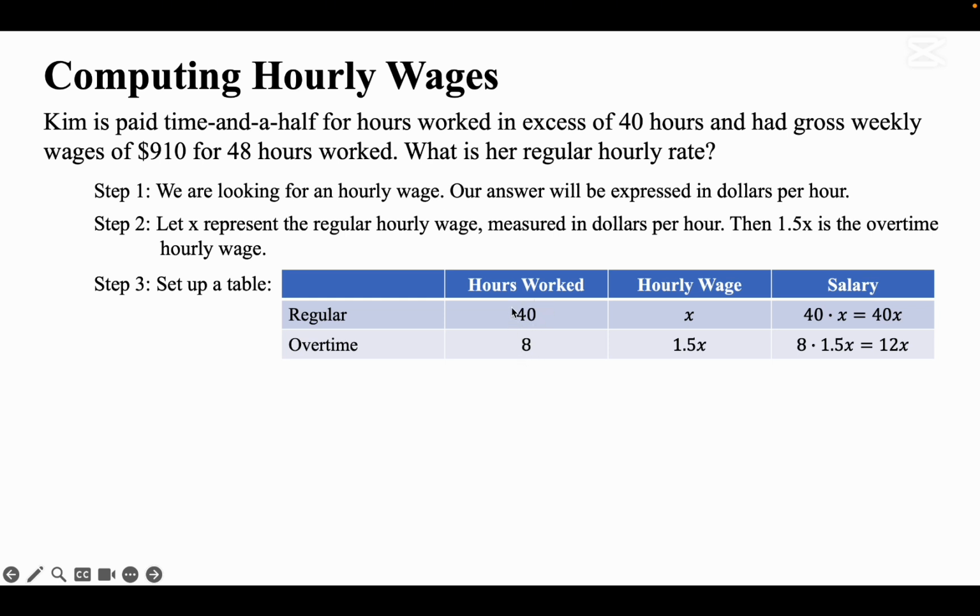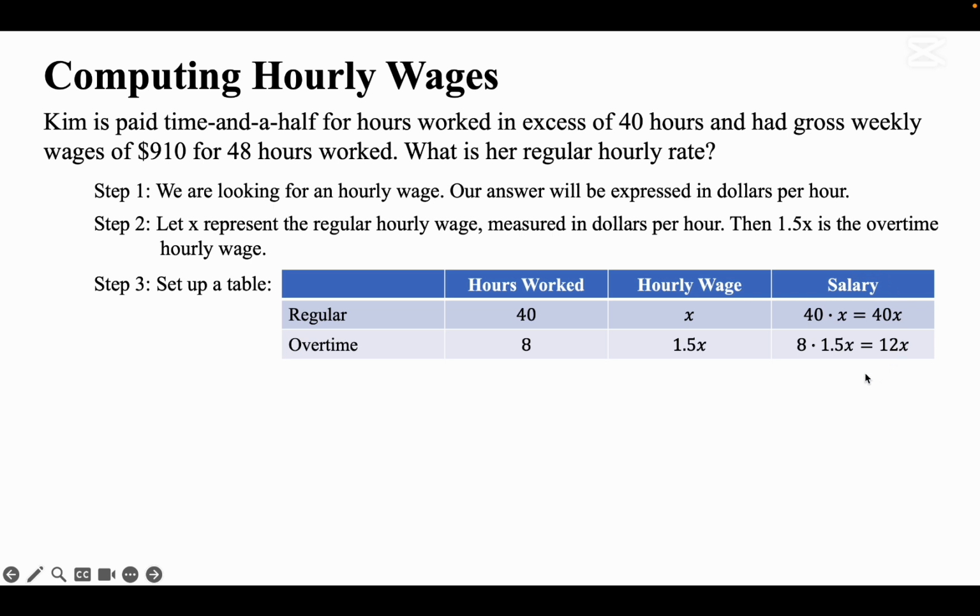How much does she get paid for the first 40 hours? Well, she gets paid the regular pay, which is x. For the 8 hours, she gets paid time and a half, which means 1.5 times the regular pay. How much is the salary out of those 40 hours? Well, it's 40 times the regular pay, which means 40 times x, which equals 40x. How much is she making for those extra 8 hours? Well, it's 8 times 1.5x, which is equal to 12x.